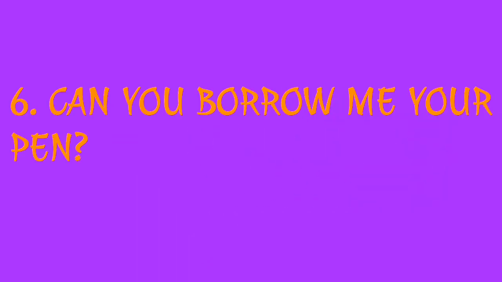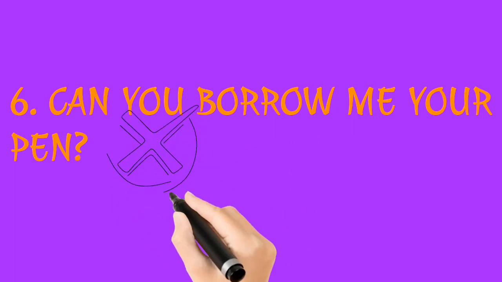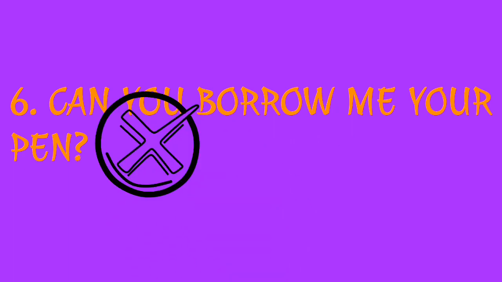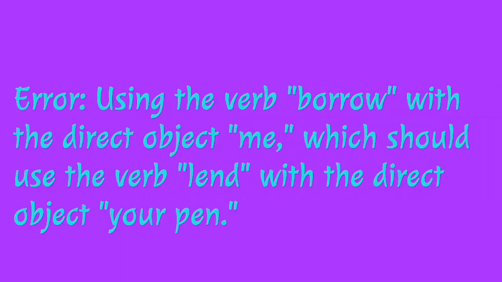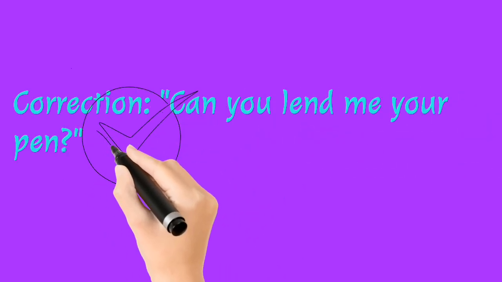Next. Number 6. Can you borrow me your pen? And of course this sentence is also incorrect. Using the verb borrow with the direct object me, which should use the verb lend with the direct object your pen. The correct sentence would be, can you lend me your pen? You can now use it with the correct grammar.